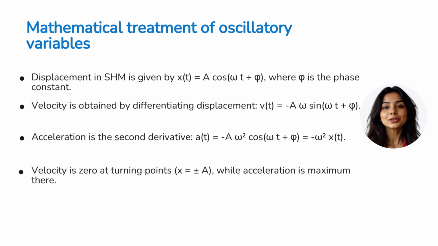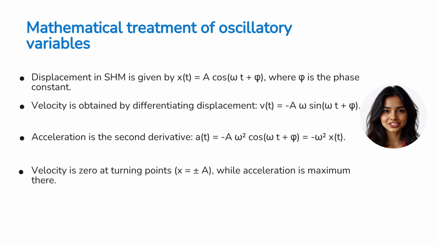We start with displacement. It's given by x of t equals a times cosine of omega times t plus phi. So displacement varies as a cosine wave, starting at some initial phase phi, which you can think of as the starting angle in our oscillation cycle.